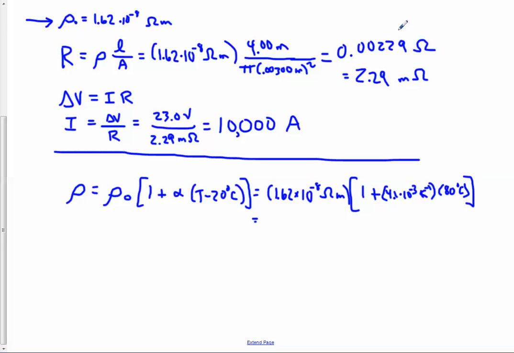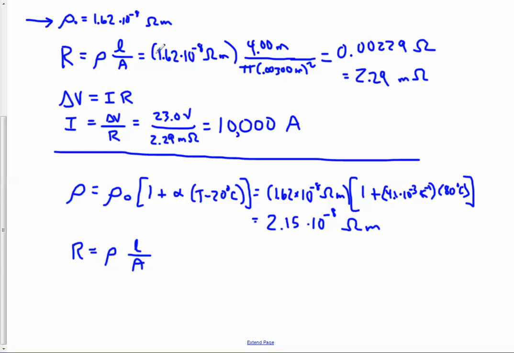Okay, and that gives us a new rho, a new resistivity of 2.15 times 10 to the negative 8 ohm meters. So you see it went up by a certain amount, like a 30% increase or something like that. Okay, so that's our new rho. So now we figure out the new resistance of the wire at this temperature.